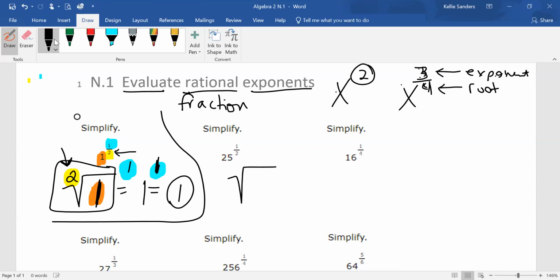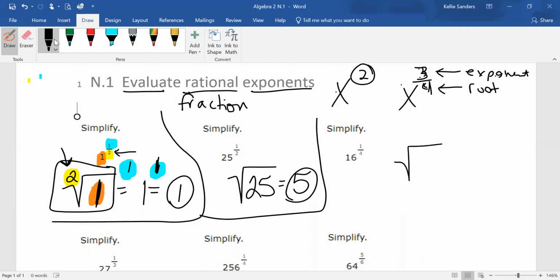So we have radical 25, and since the root is 2, I'm not going to put 2 outside because we don't need it. And because the exponent is 1, I'm not going to put it as an exponent because we don't need it. So basically 25 to the 1 over 2 is saying the same thing as the square root of 25. What's the square root of 25? 5.